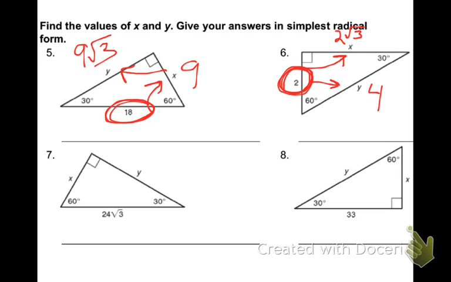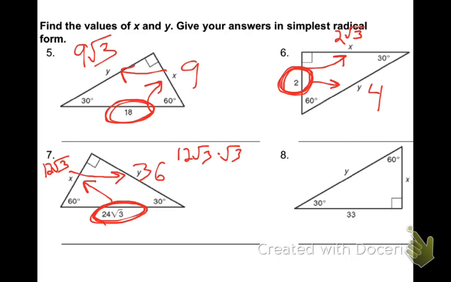Number 7. What am I given on number 7? I'm given the hypotenuse. I always want to find the what side first? Well, what's the relationship between long side and short side? Half. Okay? So what's half of the hypotenuse? What's half of 24? I get 12 square root of 3. Okay? Now that I have that, now I can go to my long side, and my long side is 36. And how do we get 36? We take 12 square root of 3 times the square root of 3, which really gets me 12 square root of 9. And we all know the square root of 9 is 3. 12 times 3 is 36.